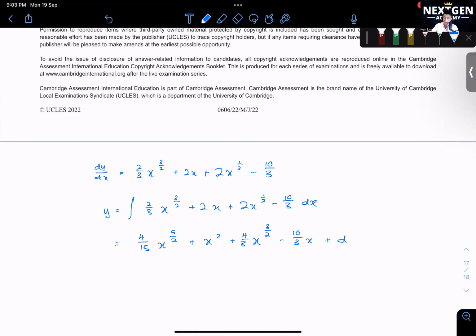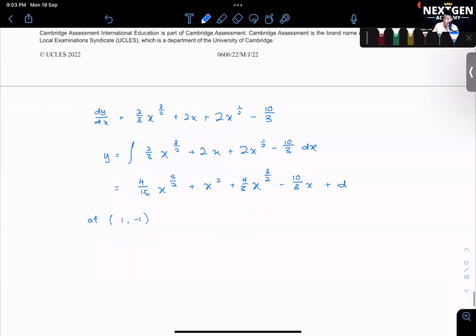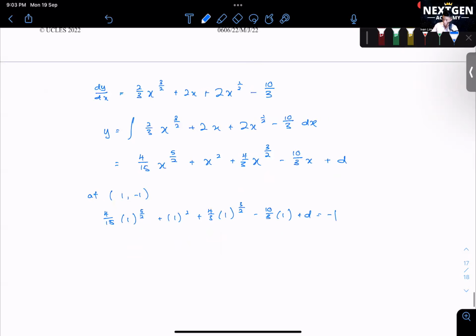C is already defined. So you want to write another alphabet. Normally, we will write D. Then after that, you just need to sub in the x and y value that is given to you in the question. So add 1 and -1 so that you can find the D value. So 4/15, 1 to the power of 5/2 plus 1 square plus 4/3, 1 to the power of 3/2 minus 10/3, 1 plus D equals to -1. Go ahead and find what's your D.